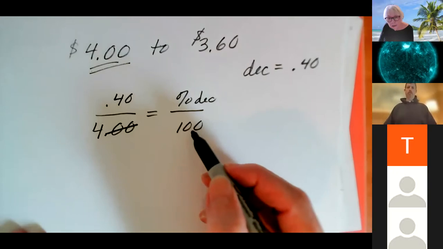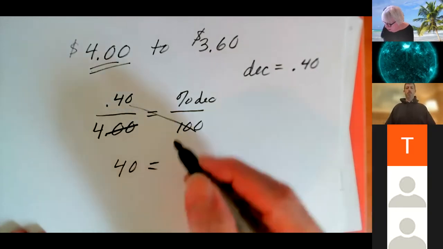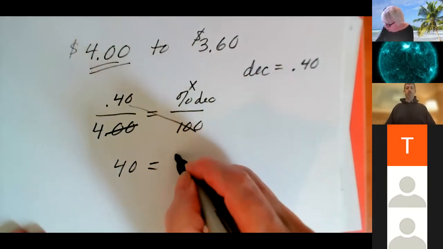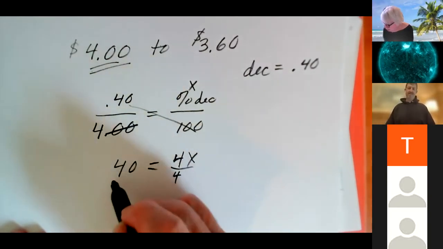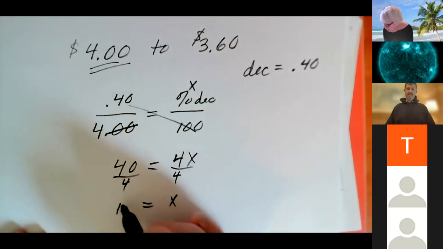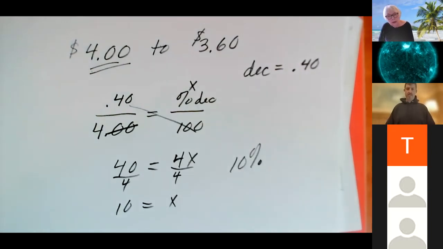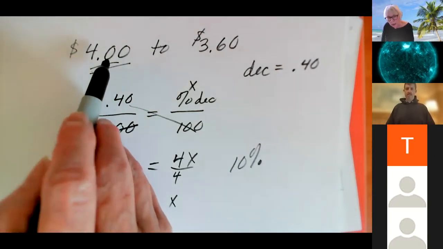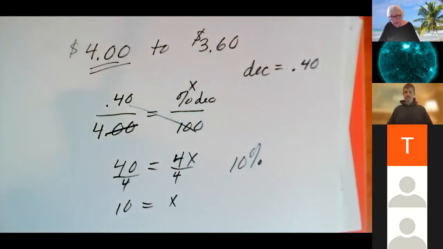So 0.40 times 100 would be a 2 decimal shift. That would be 40. This is our x equals 4 times x. X equals 10. So this is basically a 10% drop. It went down 10%. If you cared, you would take 10% of $4 and that would be 40 cents. And then you'd say, I got this right. And then you could move on to the next question, I would say. How is that?